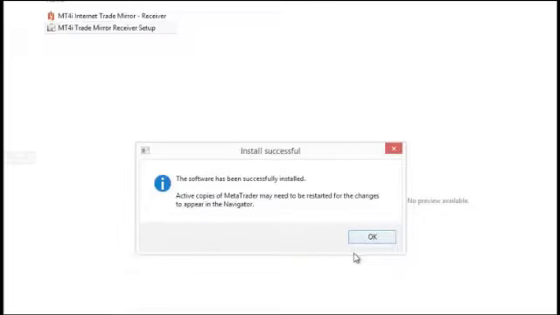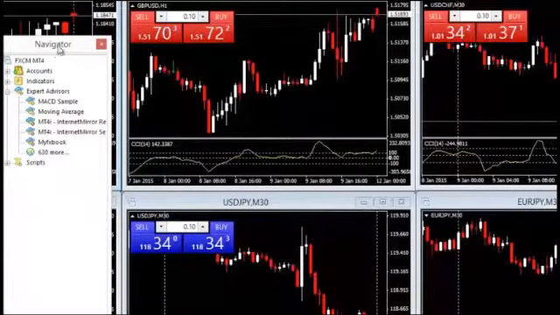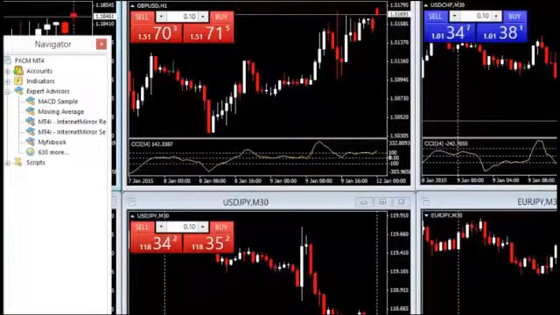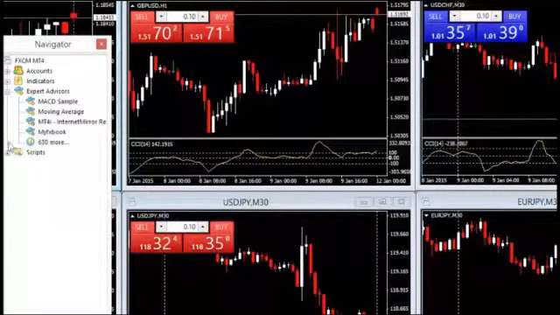It's that quick. Once it's installed, all you have to do now is open up the MetaTrader platform. I'll show you how to do that. Now what I've done is I've brought up the navigator panel, which is normally on the left hand side. You can see it by clicking on view up there at the top left. Click on view and then click on navigator. This is the navigator panel, and here you can see the MT4 trade copier.